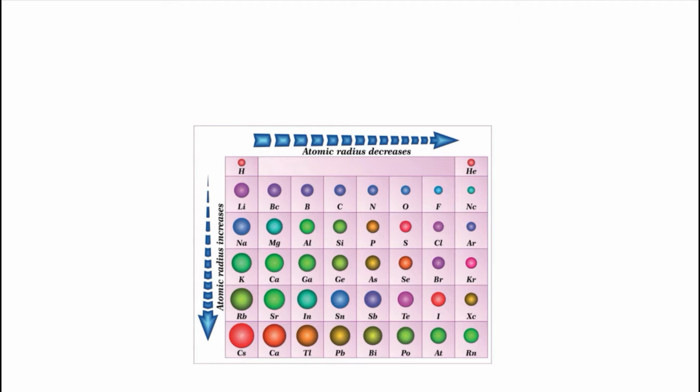Let's get started. Let's compare sizes of atoms. Here is our trend for atomic radius. As we move from left to right, our radius is going to decrease. As we move from the top of the periodic table down, our atomic radius is going to increase. So let's compare carbon and fluorine. Which atom would we expect to be smaller? Carbon is right here. Here is fluorine. Of course, our trend is to decrease as we move left to right, so fluorine is going to be smaller.